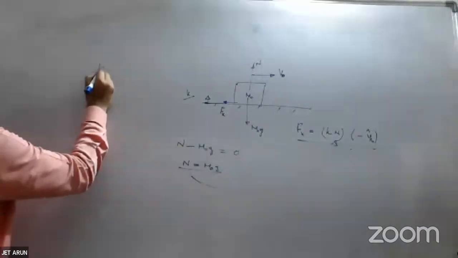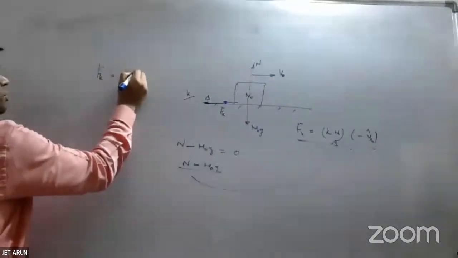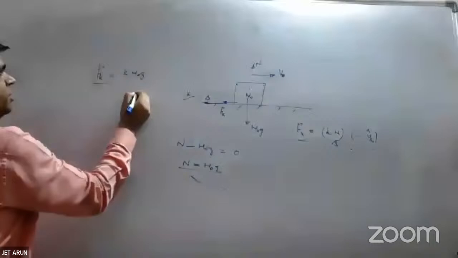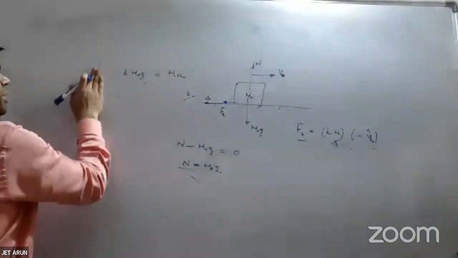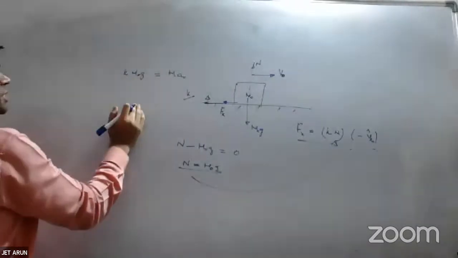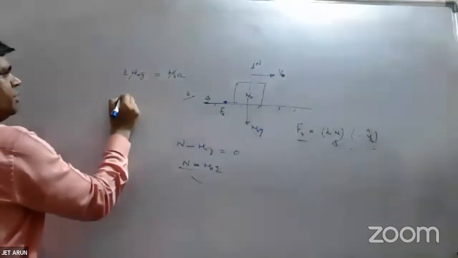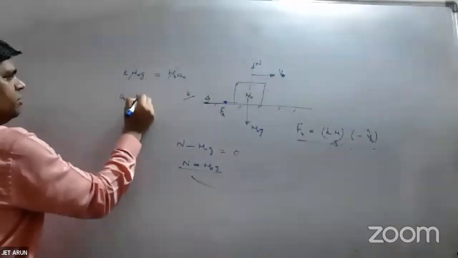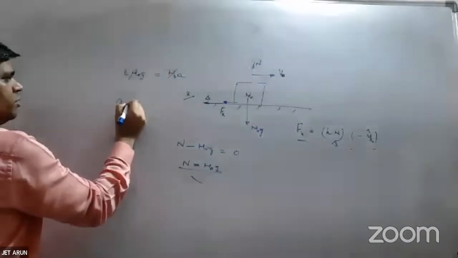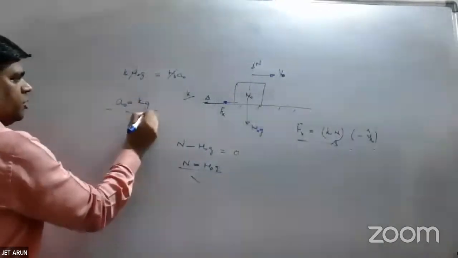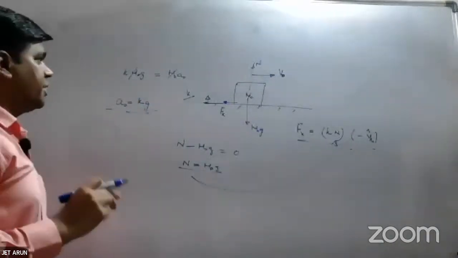So F is equal to mu m naught g, which is equal to mass into acceleration. Force is equal to mass into acceleration. M naught gets cancelled out. So a is equal to mu into g. Look at this, m got cancelled out.